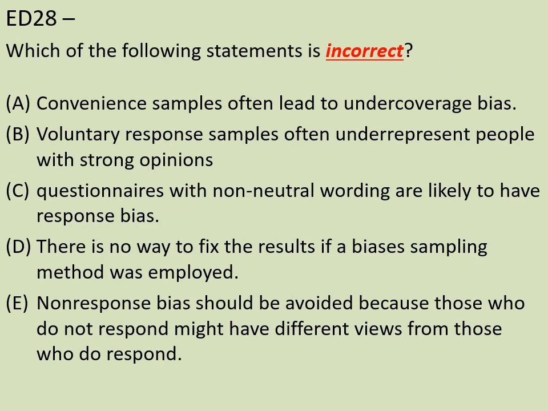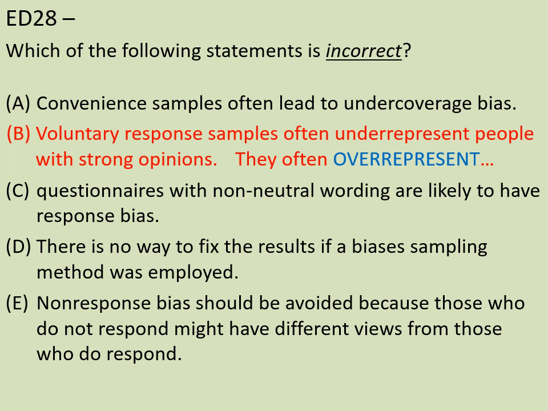ED 27. Which of the following statements is incorrect? All right, so let's just go through some of these. Convenience samples often lead to undercoverage bias. That's true. Convenience sample is really like you just ask your 20 friends rather than randomly sampling 20 people.